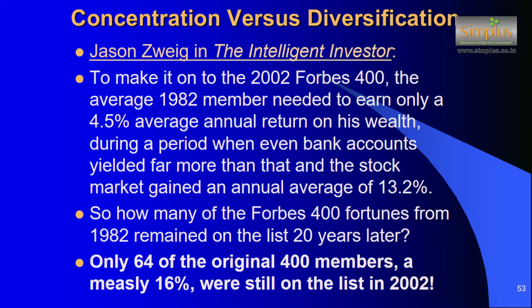Even if you had put in bank deposits, he said, gave more. Stock market gave much more. Then he asks the question, so how many of the Forbes 400 fortunes from 1982 remained on the list 20 years later? That's when you get the true answer. Only 64 of the original 400 members, a measly 16%, were still on the list in 2002. It's not who was on the list. Were they able to sustain for 20 years?